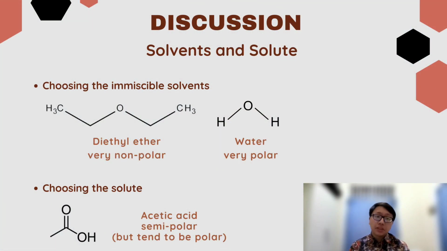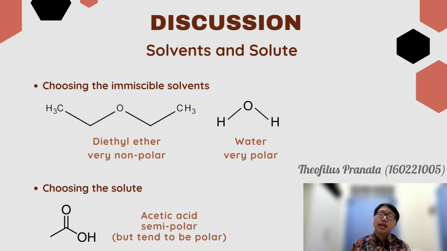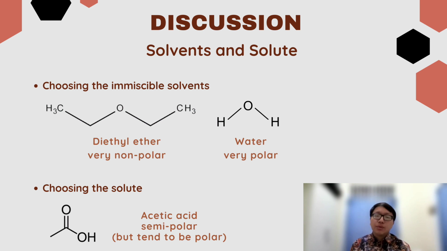Welcome to the discussion section, and first let's talk about solvents and solute. In this practicum we use two immiscible solvents, which are diethyl ether, a very non-polar solvent, and water, a very polar solvent. When these two mix together, they will form a surface that separates them. Why? Because there is a big difference in terms of polarity. About the solute, here we use acetic acid, which is a semipolar compound that, if we mix it into the immiscible solvents, will be distributed between the very nonpolar solvent and the very polar solvent.